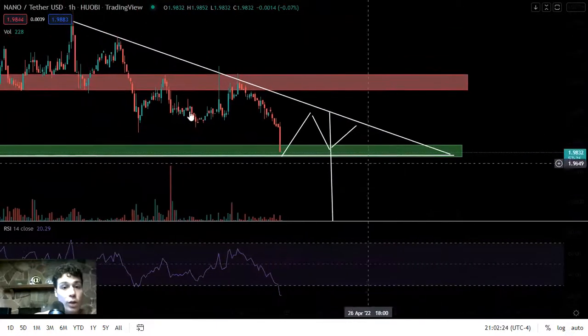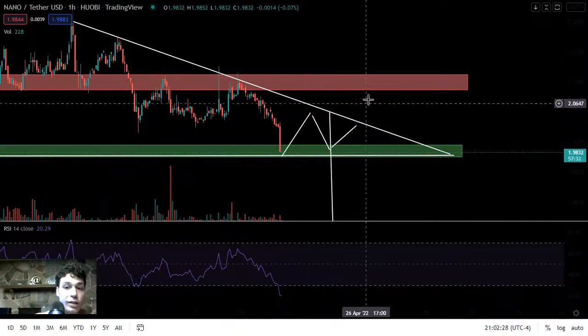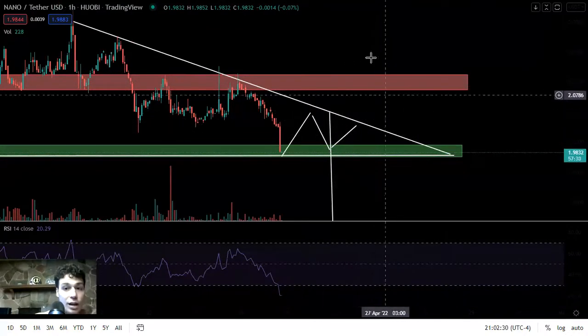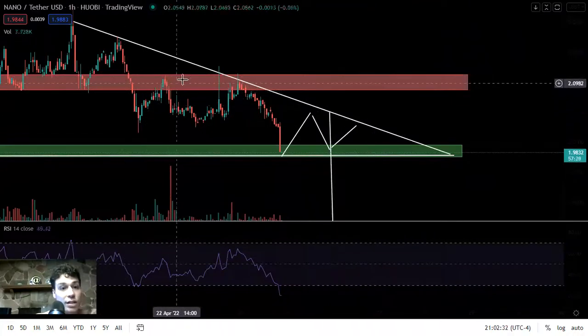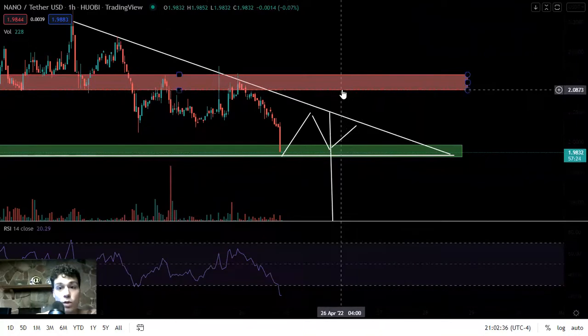Or we could invalidate this chart pattern, right? And we could break to the upside. And if we do break to the upside, as I said before, this is our area of supply imbalance. This is our supply zone. So once we get up to 2.08, you need to think about taking some profits, right? Because a lot of algorithms and bots are going to be looking to take profits in these levels.